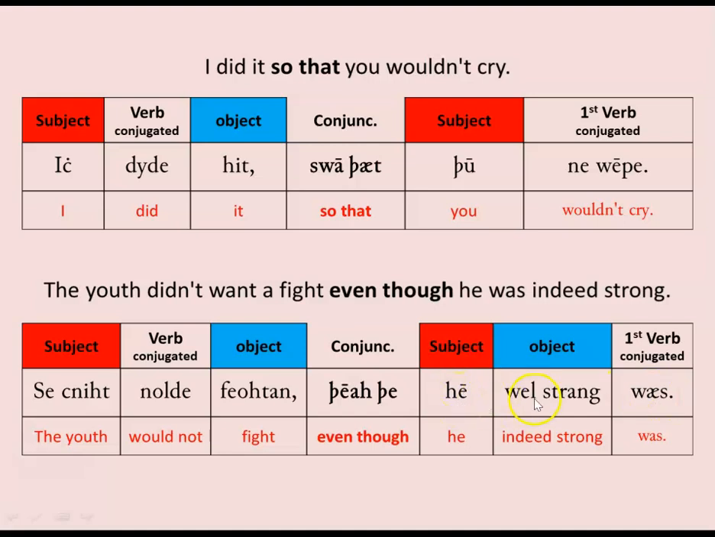Okay, so subject, object, and verb at the very end. He wel satarang was. Okay, he indeed strong was. So, zeer nicht wolde vechten, the he wel satrang was. Okay, the youth would not fight, even though he indeed strong was.